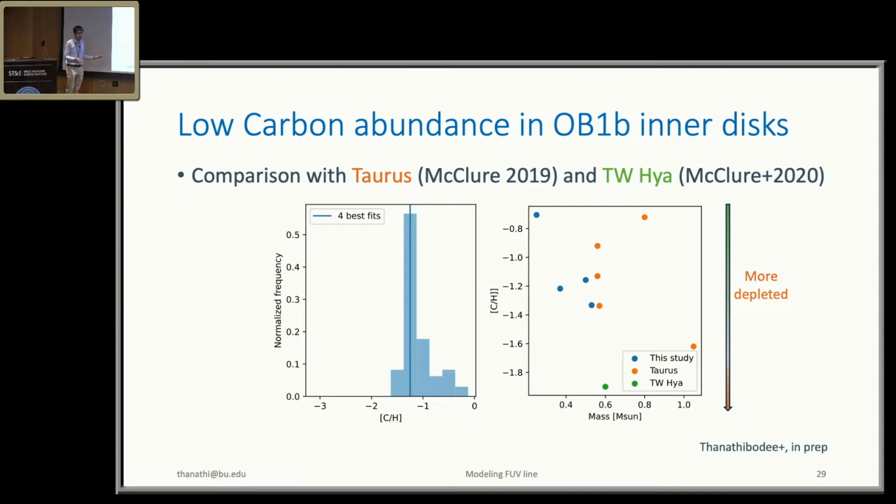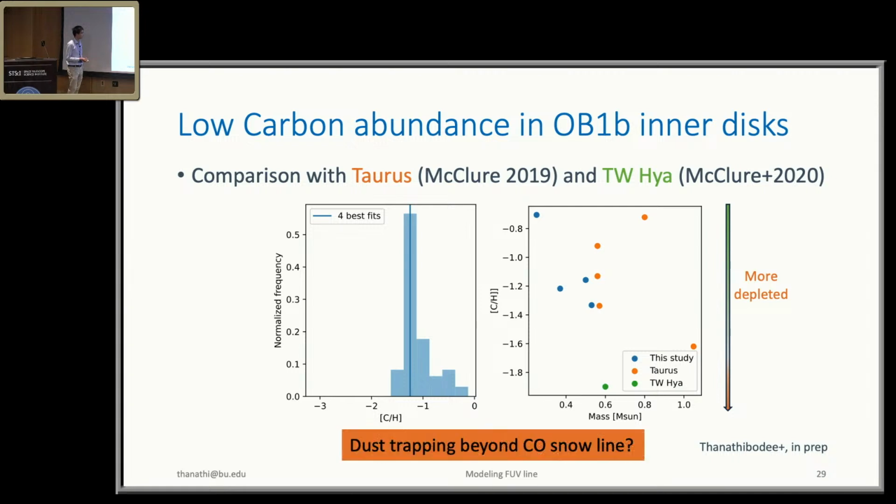So low carbon abundance is not a surprise result. And the reason why there could be lower carbon abundance is there could be dust trapping beyond the CO snow line, for example, the other explanation.